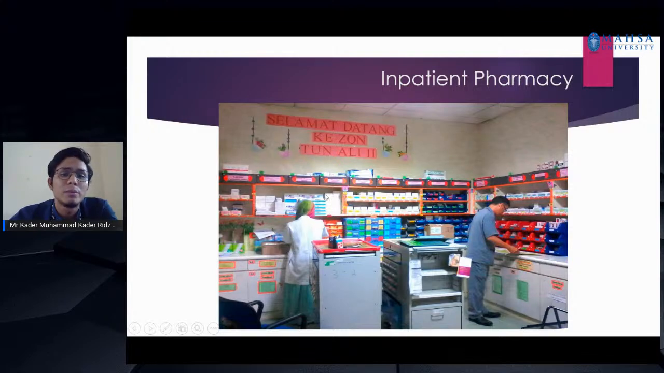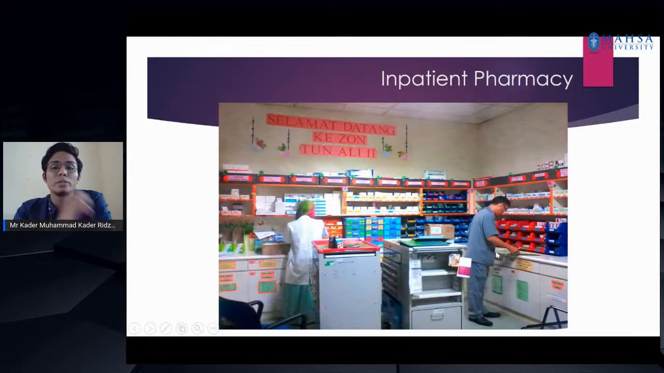Some medication might be a little bigger, so they are placed directly onto the shelf. This is injections, which is in front of this lady. If you can see, there are two trolleys. This trolley can be found inside the ward. This one is the pharmacy assistant, if you would like to know.